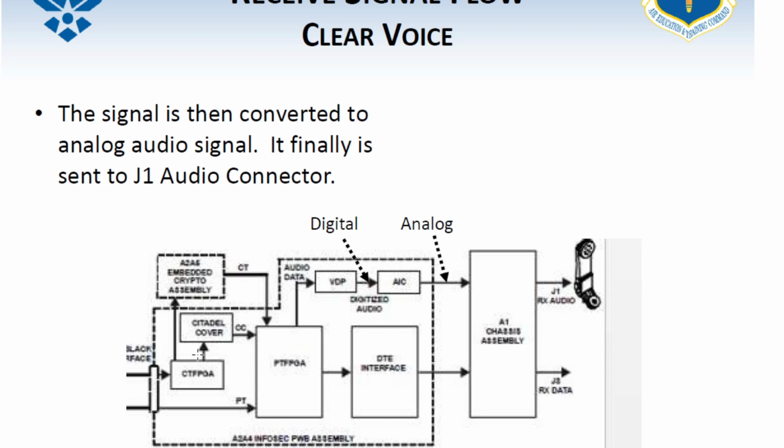Yes, sir. Okay. From there, the signal is then converted to the analog audio signal, and it is finally sent to the J1 connector. One of my biggest questions, before we all wrap it up here a little bit, is what do you guys notice immediately is missing from here? What's missing that we had on the transmit side?